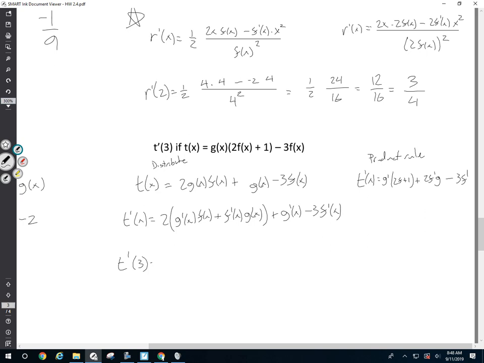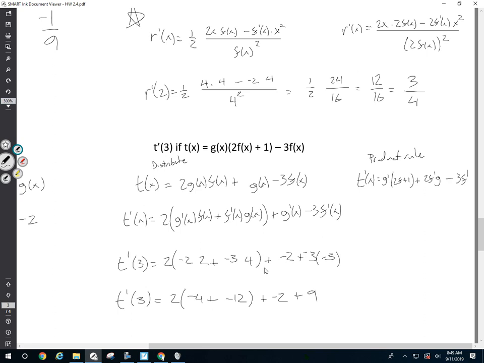Keep going. T prime of 3. Okay, I'm going to find some values. I'm going to pull out the homework, that way I don't have to look back and forth. Okay, so 2 times g prime of 3 is negative 2, f of 3 is 2, f prime of 3 is negative 3, g of 3 is 4. G prime of 3 is negative 2. F prime of 3 is negative 3. Okay, just being very careful, not making any mistakes with arithmetic, which I probably have made already, but let's hope I didn't. If you find any mistakes, nice, let me know.